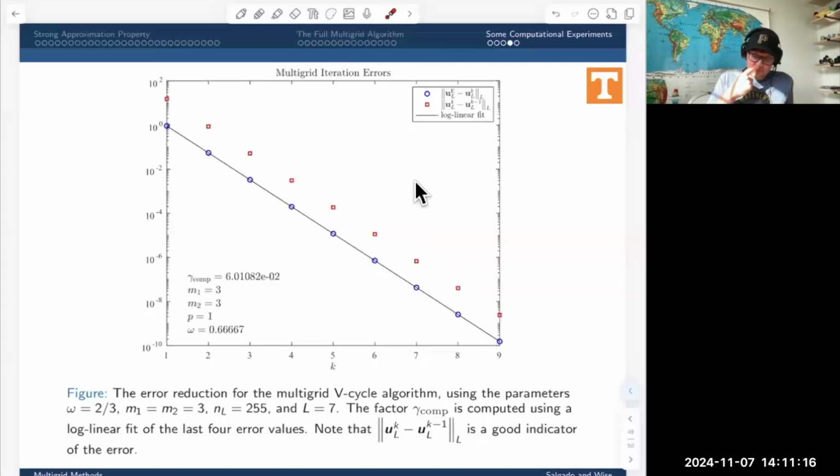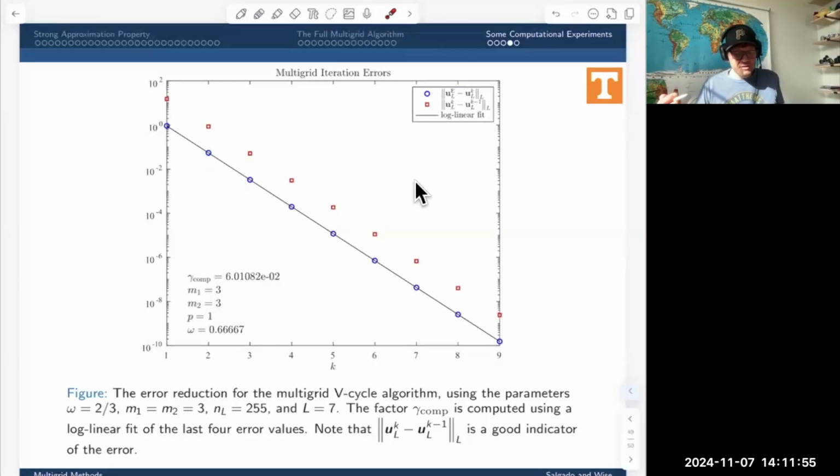So for these input parameters, M1 equals 3, M2 equals 3, P equals 1, and the smoothing omega is 2/3, then we get an error reduction rate of 6 times 10 to the minus 2. That means that the error measured in the L2 norm is reduced by a factor of roughly, well, almost 100, right? Every time I do an iteration. It reduces it by a factor of 6 times 10 to the minus 2 every time I do an iteration. That's a very good contraction number.